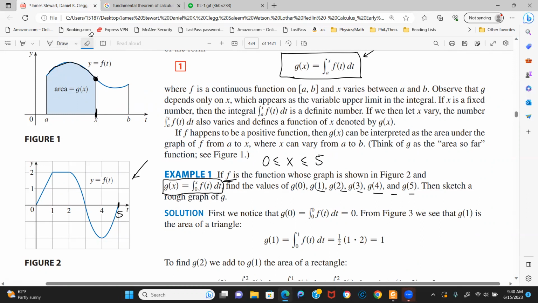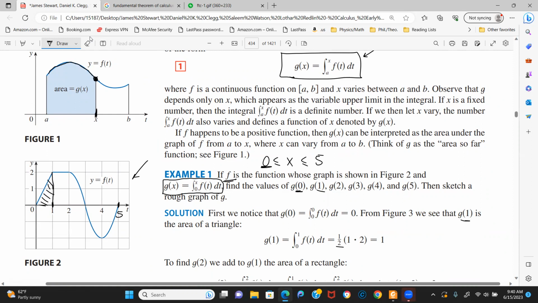If you plug in 0, that is, you plug in your left endpoint, you're integrating from 0 to 0, so it should be 0, right? That makes sense. There's no area. Now when you compute 1, so we're taking x to be 1, we're looking at this area right here, which is a triangle. So it's going to be 1/2 base times height. The height is 2, the base is 1, 1/2 gives you 1.